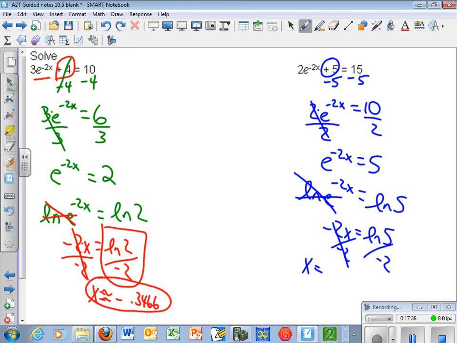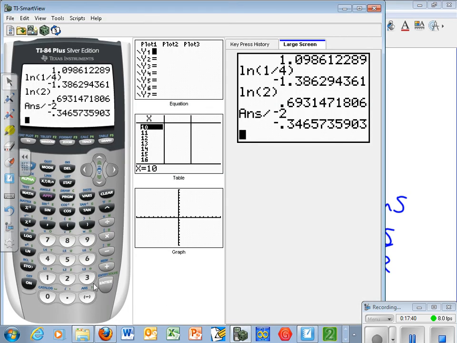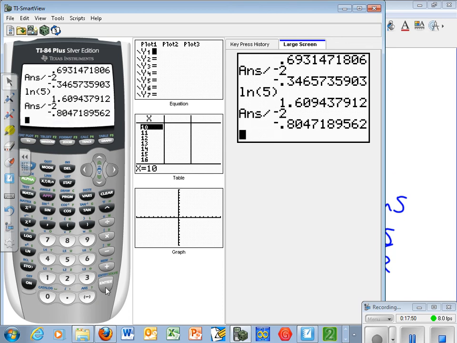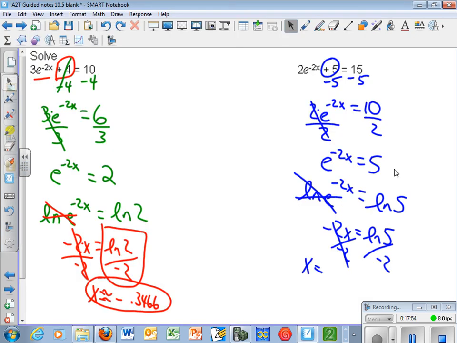So if we take the natural log of 5 and divide by negative 2 on our calculator, I'm going to go the natural log of 5. I like to hit equals in between. I'm going to divide that by negative 2, and we're left with negative 0.8047 approximately. So approximately negative 0.8047.